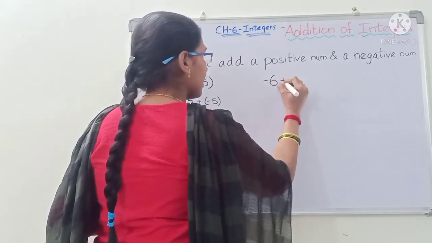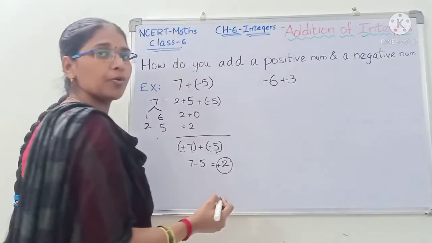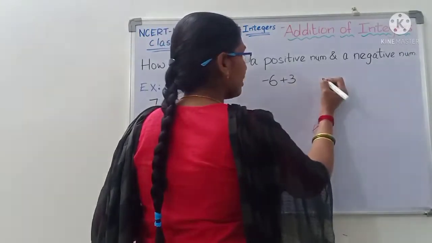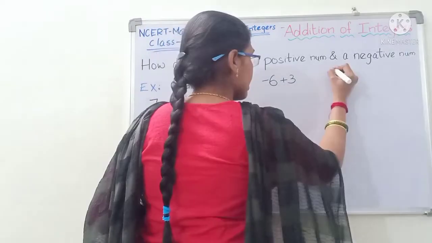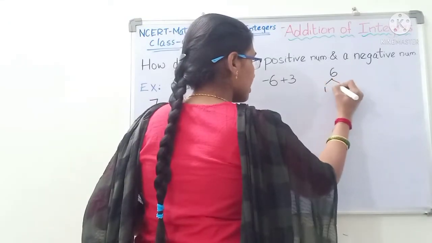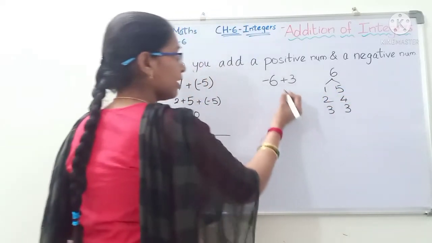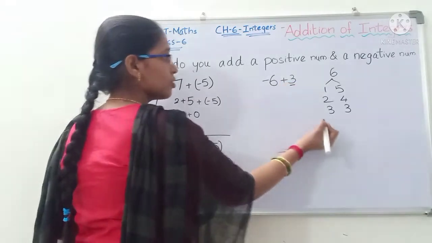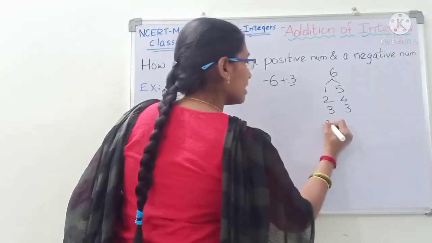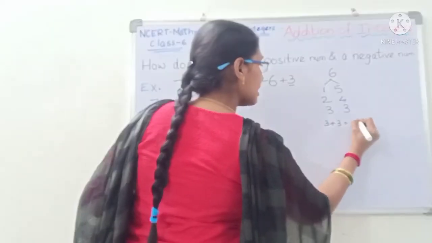Minus 6 plus 3. Okay. Now, how can you write? Let's solve step by step first. 6 can be written as 1 plus 5, 2 plus 4, 3 plus 3. Here, the other number is 3. So, let's solve. Write it as 3 plus 3. You can write as 6.